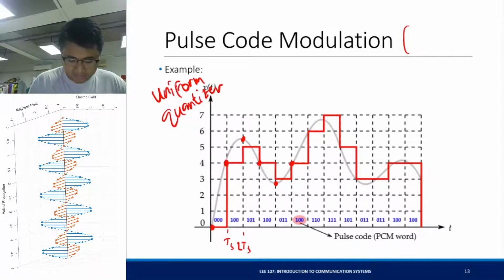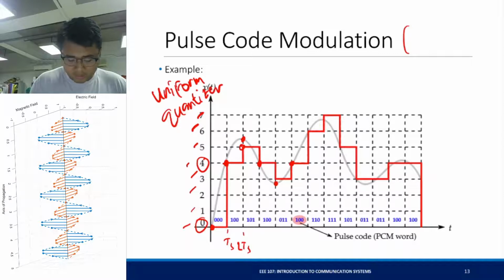So this signal right here will represent 0, this will represent 4, this will represent 5, this will represent 4 again, and so on and so forth. And these signal levels are represented in terms of bits.